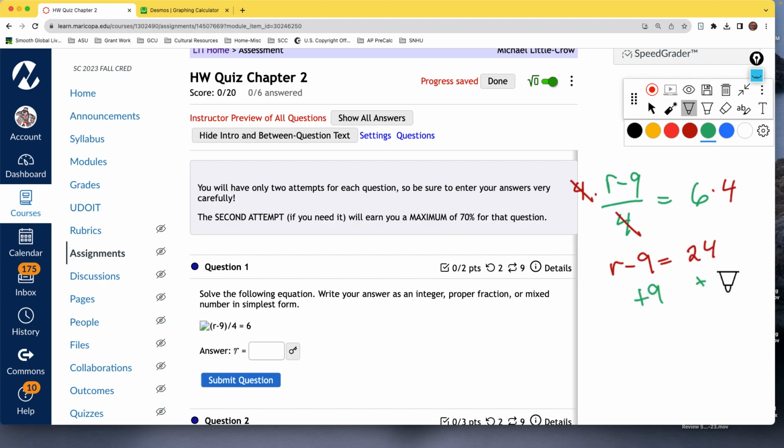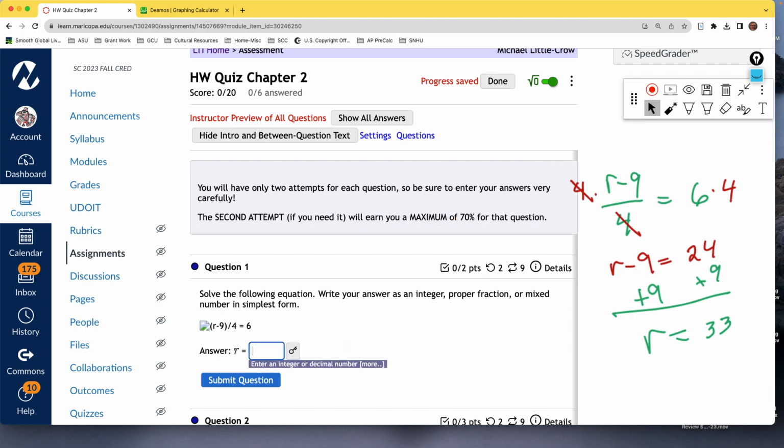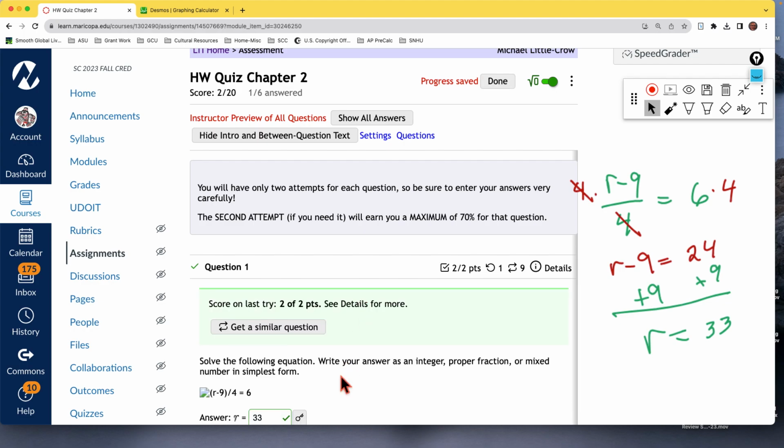And again, if you want to open it up and start working through it, that's fine. If you want to just follow along, that's 33. And we'll submit, and we got it right.